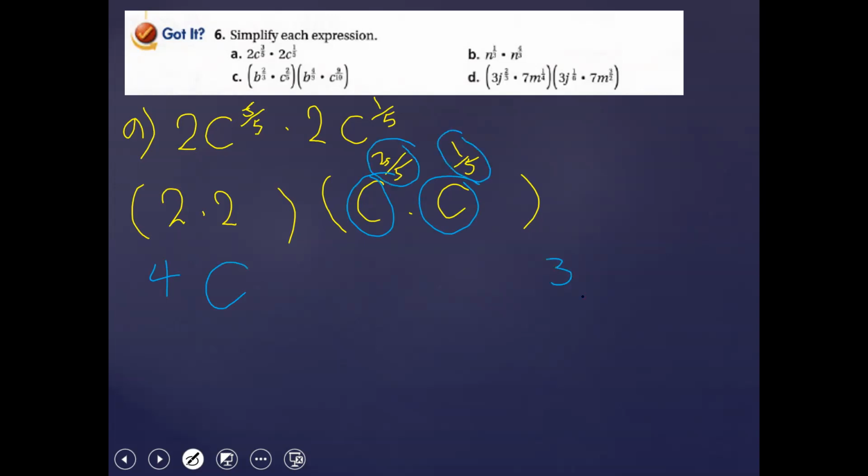Let's add here 3 over 5 plus 1 over 5. What's the answer? Do we have the same denominator? Yes. So I will put 5 down, and 3 plus 1 is 4. So the answer now is 4c raised to the power 4 over 5.